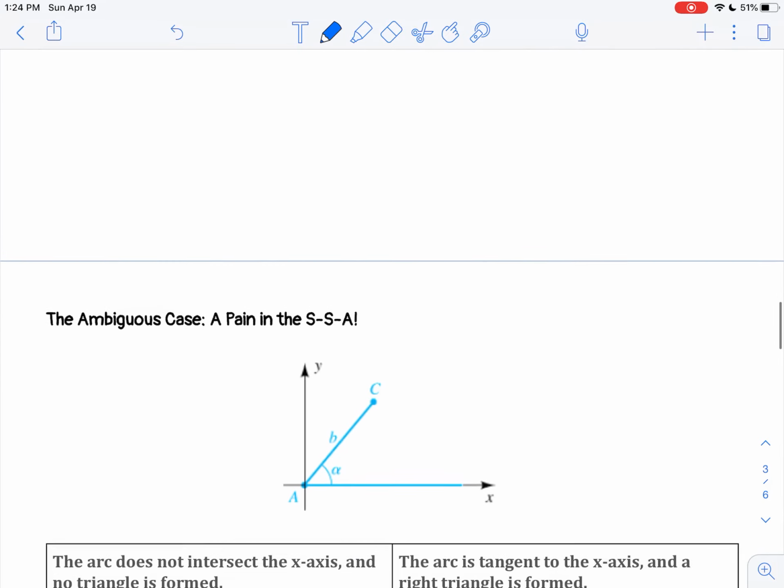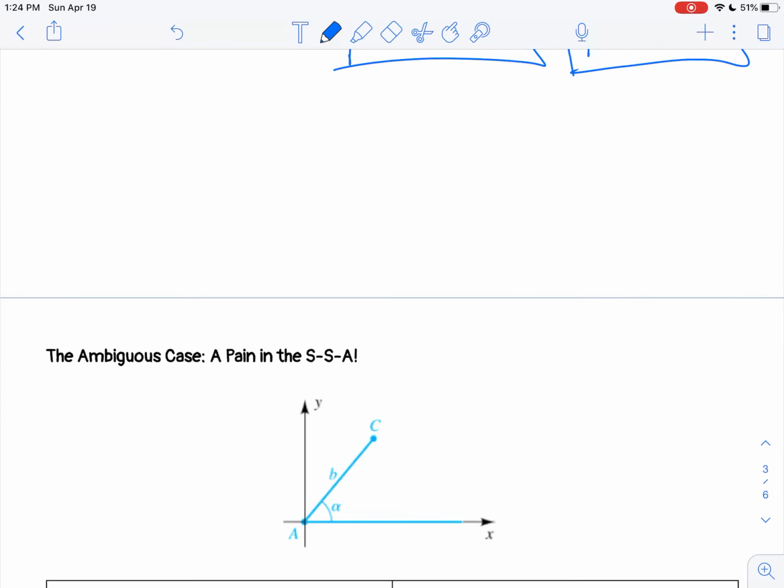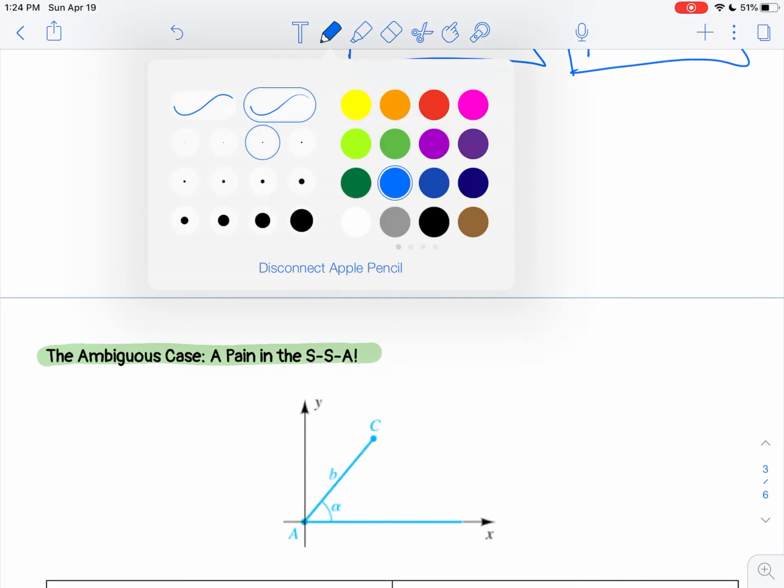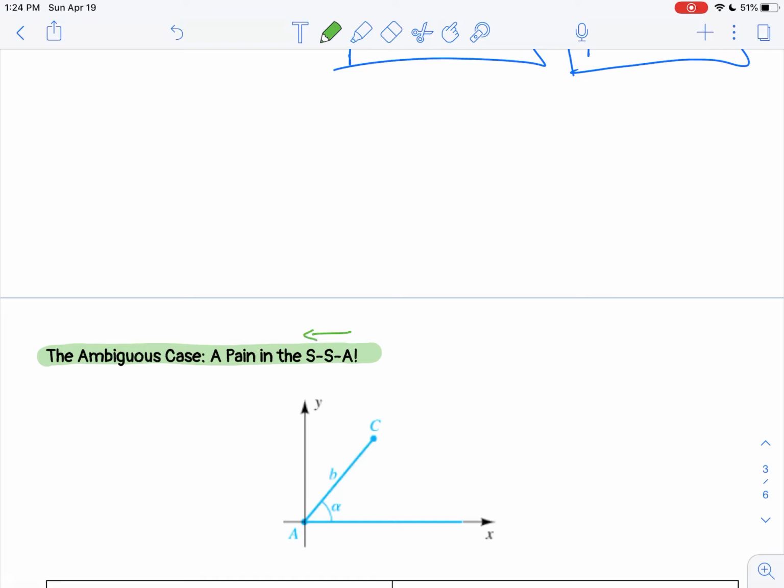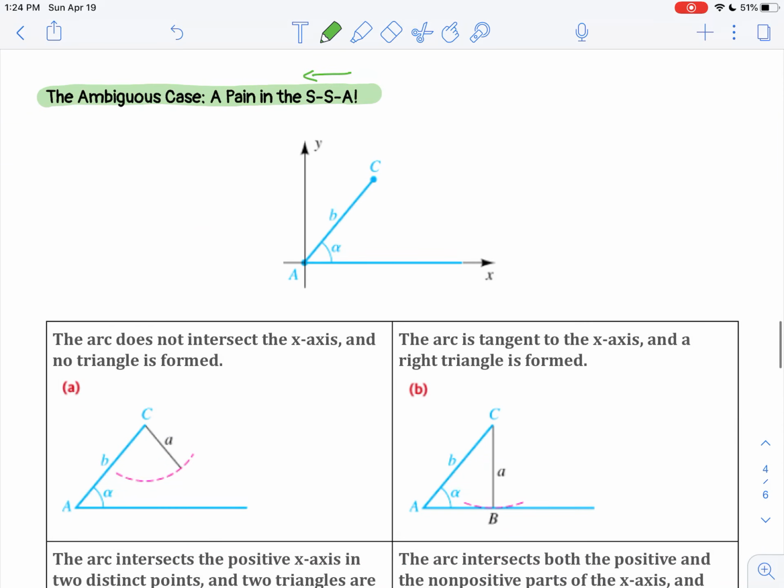Okay, so the ambiguous case, all right? The ambiguous case is a pain in the SSA. Flip that around for your own reading pleasure, all right? But it is a pain whenever we're given a side, and the angle is not in between the 2 sides. And let's talk about why. So it turns out in this ambiguous case that we could actually come up with 3 different possibilities, all right?